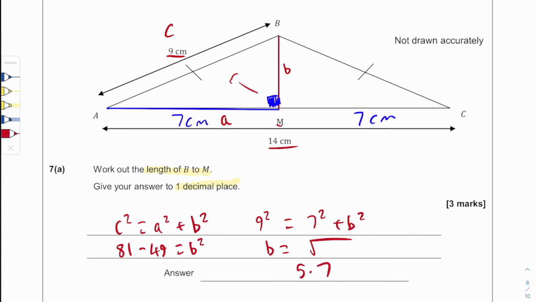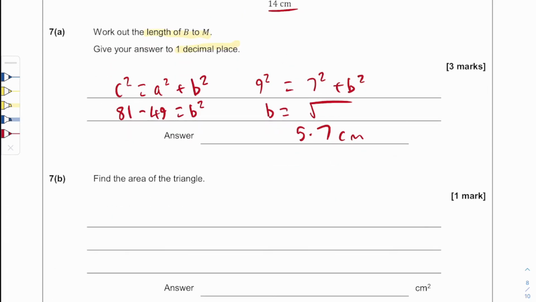And the units, which they haven't given in this question, are centimetres. So if you didn't put the units for centimetres there, you may well lose 1 mark, so just be careful about that. Right, okay, so let's have a look at part B.